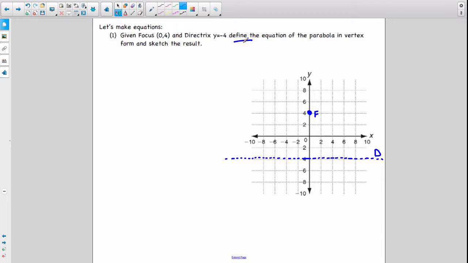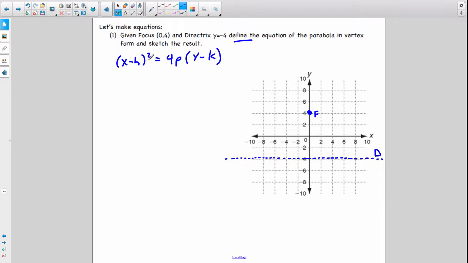Define the equation of the parabola in vertex form and sketch the result. (x minus h) squared equals 4 times that little p distance, times (y minus k). Now, h and k are the vertex, right? I don't have that.